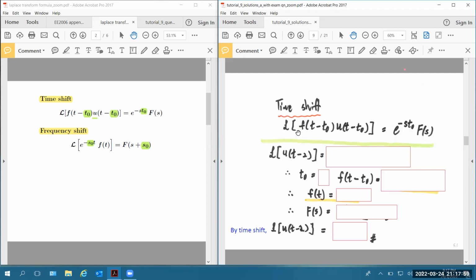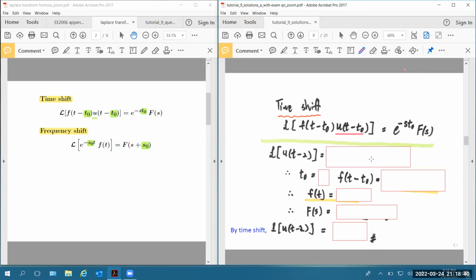And we think that we should apply time shift. First of all, why? Because if you look at the time shift formula, there is a u(t minus t naught) here. Whenever your function, the one you want to Laplace transform, also has a u(t minus a constant), you will want to use time shift because it matches the formula. Remember, when you apply a formula, you need to match the formula exactly.